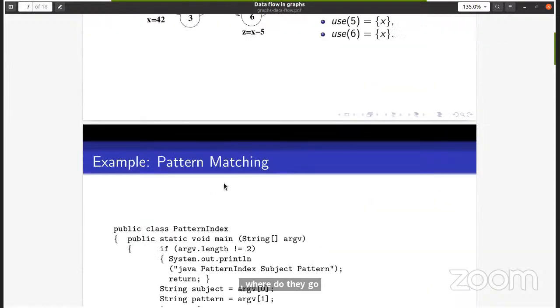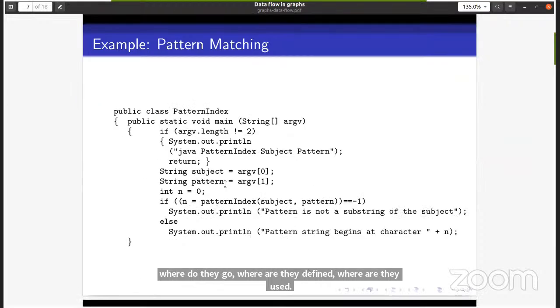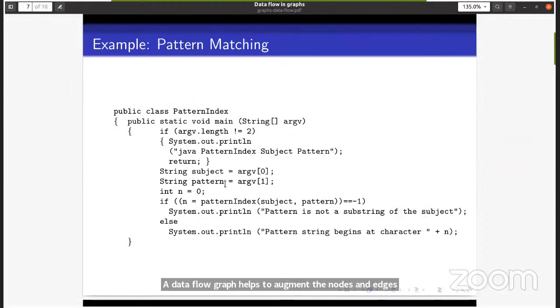A data flow graph helps to augment the nodes and edges of the control flow graph with the identification of which are the edges and nodes that use a variable and which are the nodes that define a variable.